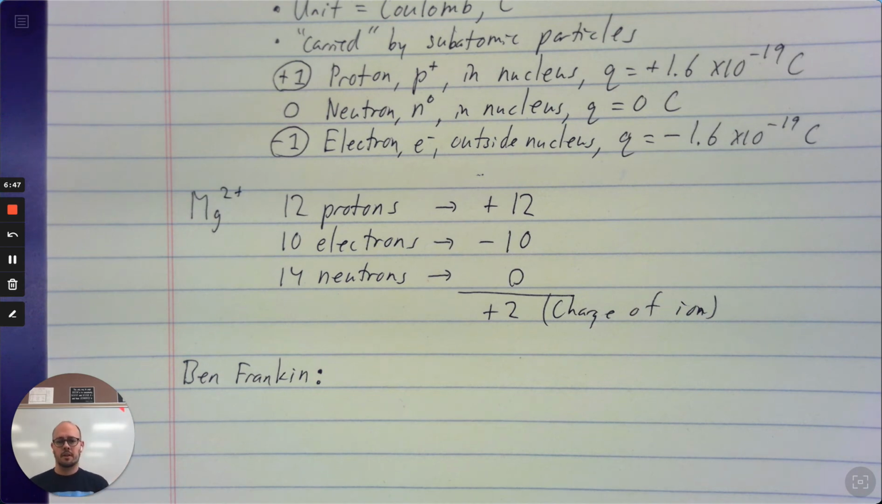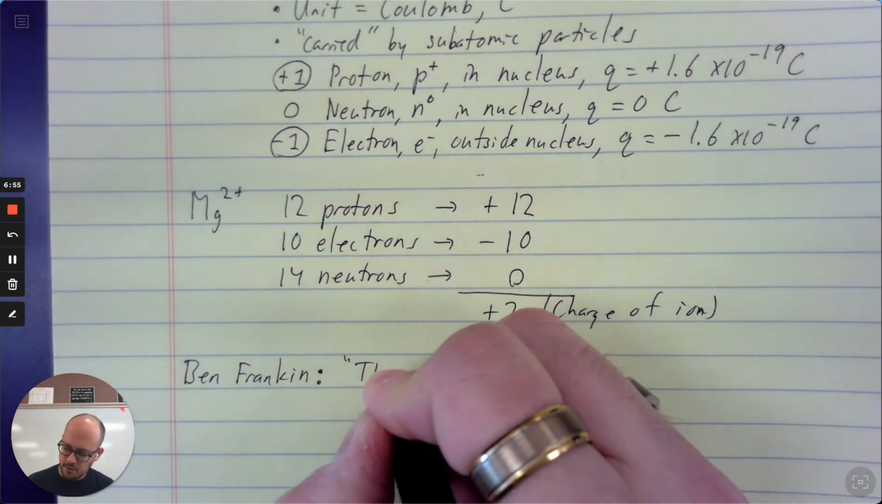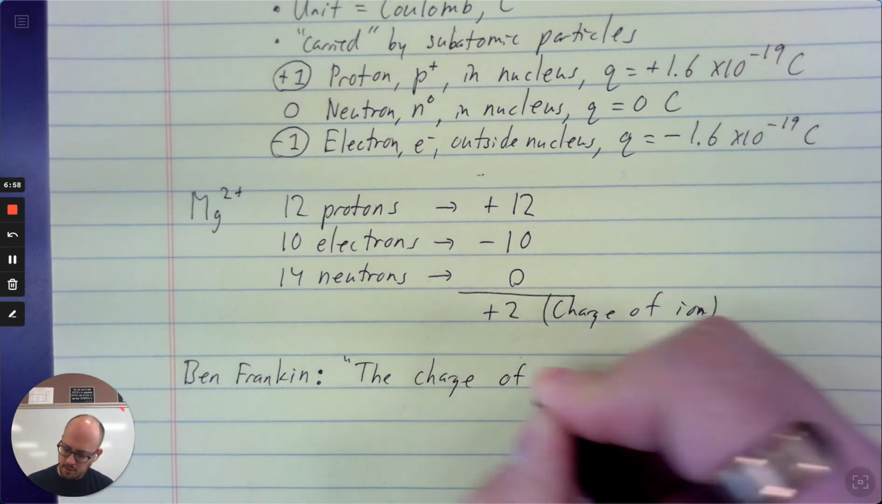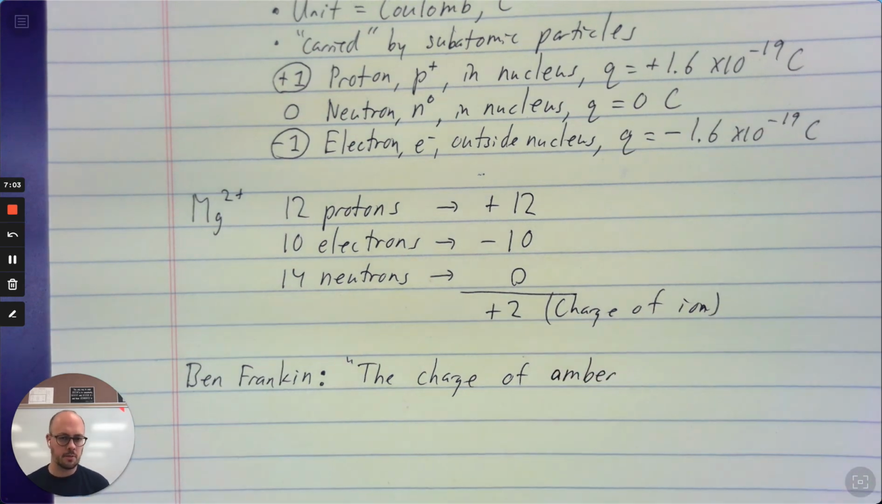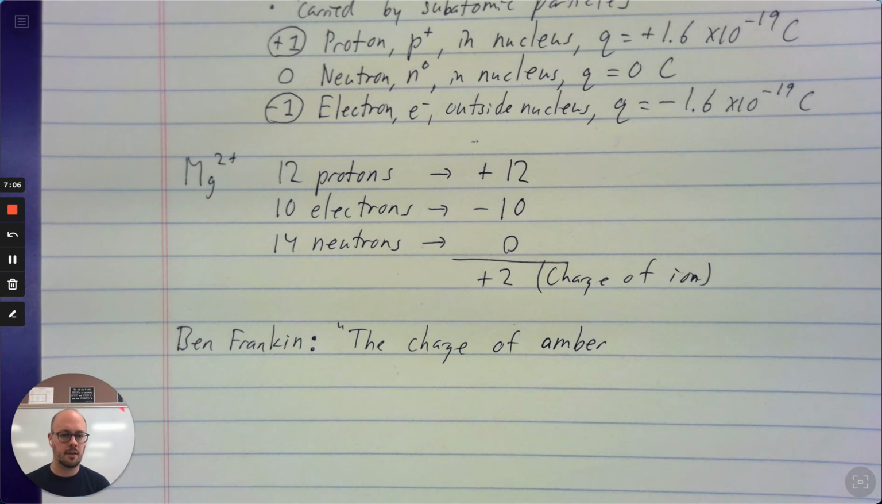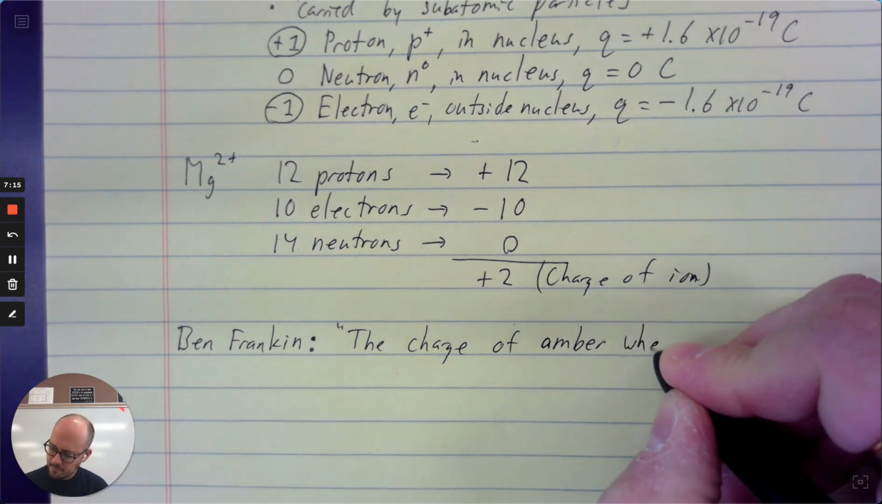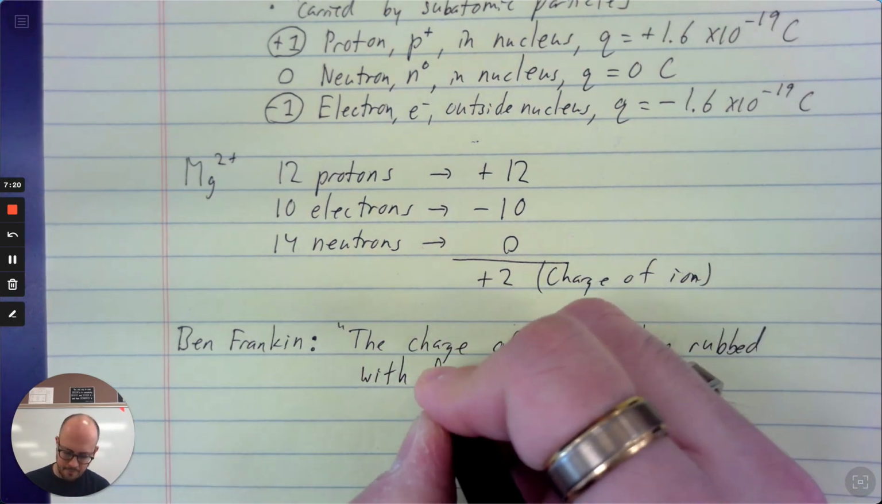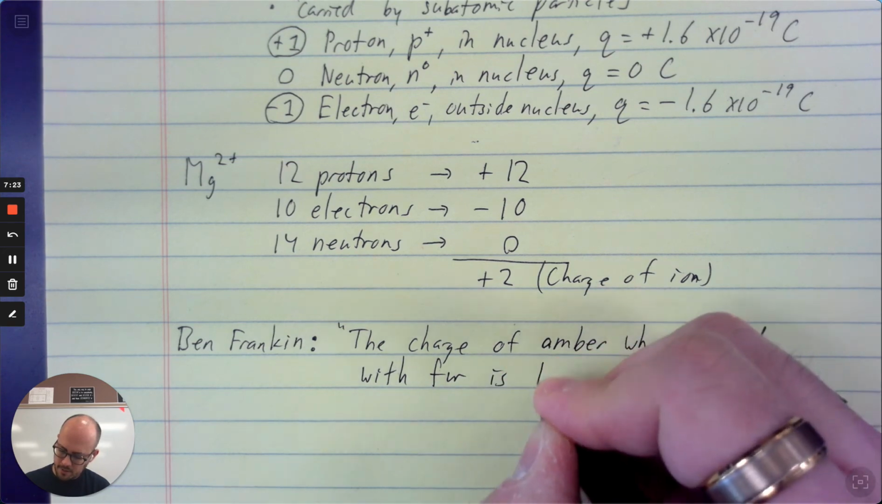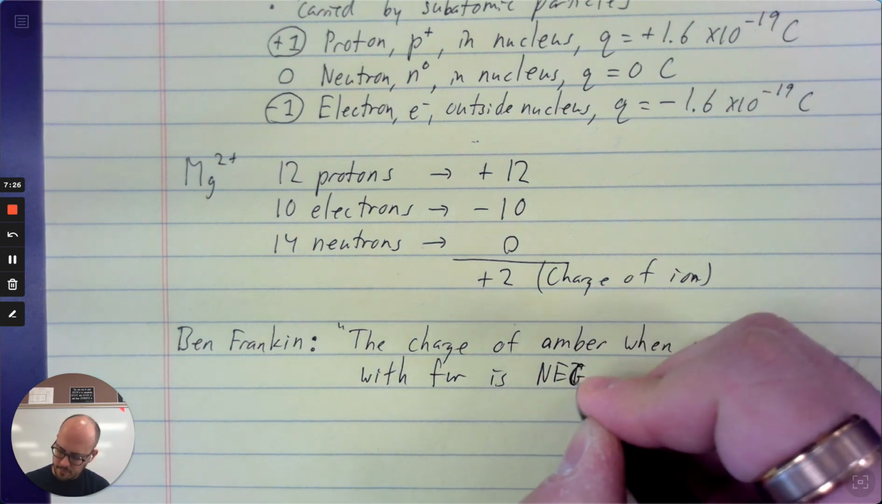One of his ideas had so many consequences. His idea said the charge of amber, when rubbed with fur, is negative. When I was in high school, I knew what amber was because I saw the movie Jurassic Park, and the mosquitoes that had the dinosaur DNA were encased in amber. So basically tree sap that hardens. So the charge of amber, when rubbed with fur, is negative.